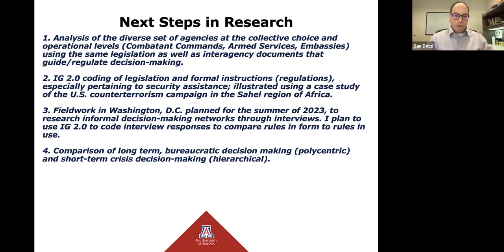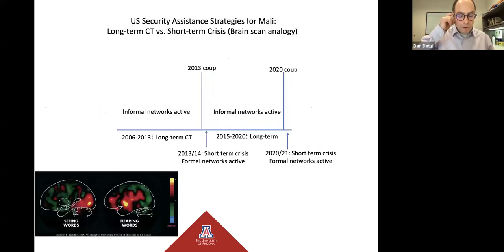It's more following that formal hierarchical process, short term. And here's where this is coming from, my ideas for my case study. And this is my last slide. I know I'm taking a lot of time, but what I'm going to look at in Mali too is a long-term counterterrorism program that the U.S. is involved with down there from 2006.